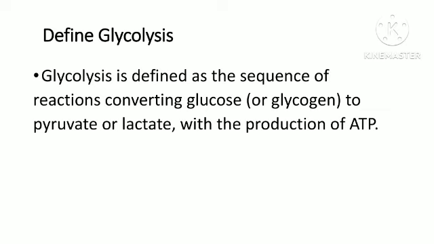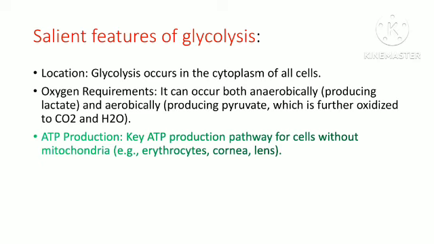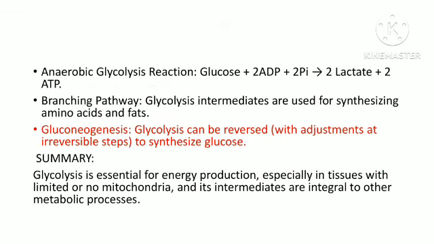Location: glycolysis occurs in the cytoplasm of all cells. Oxygen requirements: it can occur both anaerobically, producing lactate, and aerobically, producing pyruvate, which is further oxidized to CO2 and H2O. Anaerobic glycolysis reaction: glucose plus 2 ADP plus 2 Pi gives 2 lactate plus 2 ATP. Branching pathway: glycolysis intermediates are used for synthesizing amino acids and fats. Gluconeogenesis: glycolysis can be reversed, with adjustments at irreversible steps, to synthesize glucose.